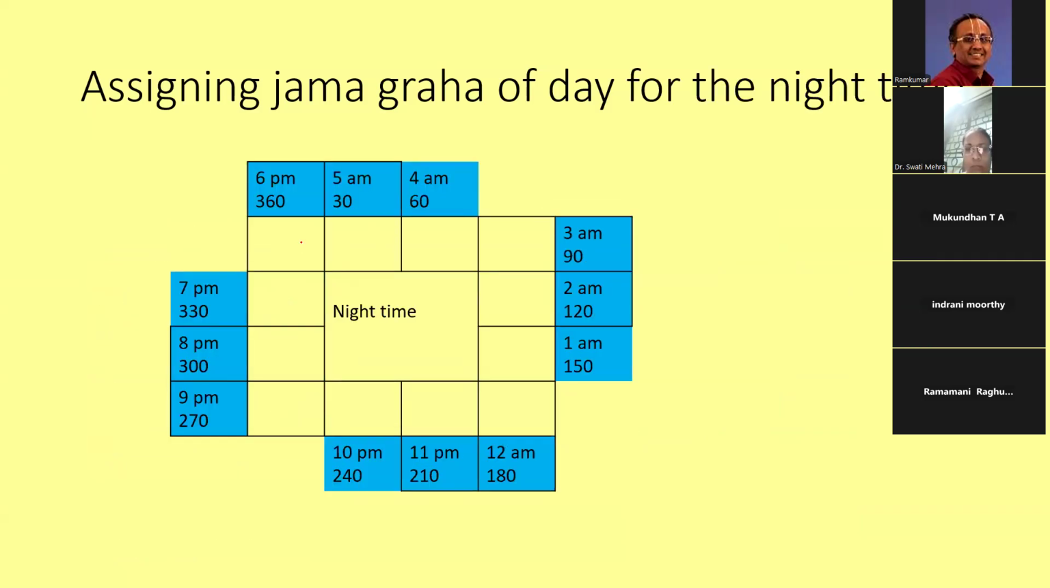Now, same thing you will do in night time also. Instead of 6 a.m., you will put 6 p.m., 7 a.m., 7 p.m., 8 a.m., instead of that 8 p.m. Same thing will happen. Only thing is, instead of day, it is night. Instead of 3 p.m., you will put 3 a.m., and so on. Okay.